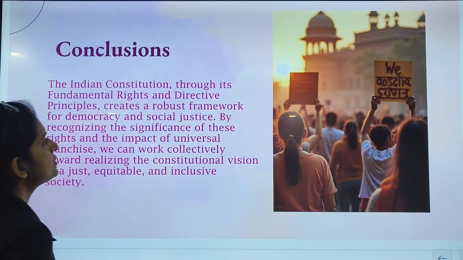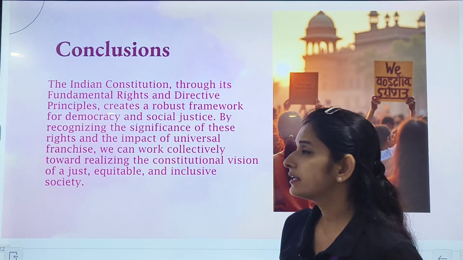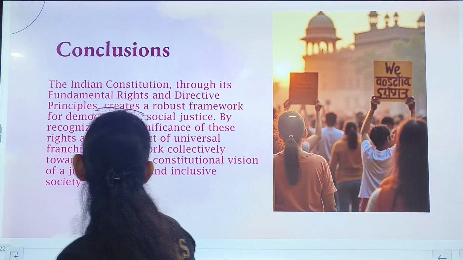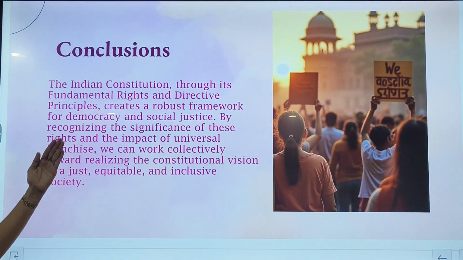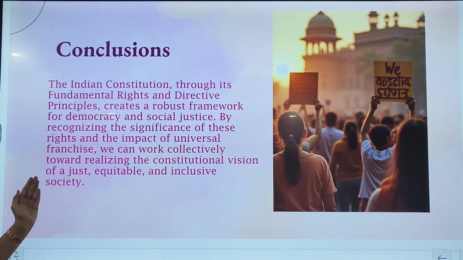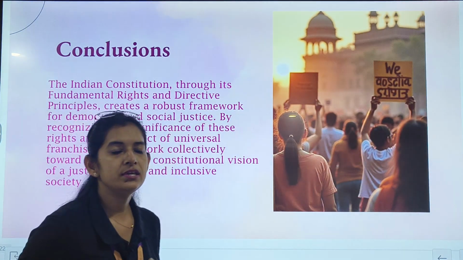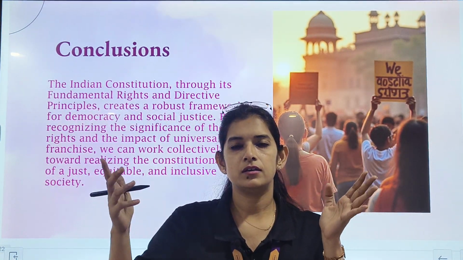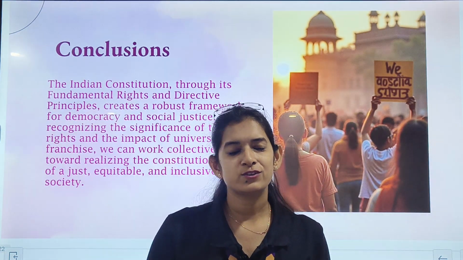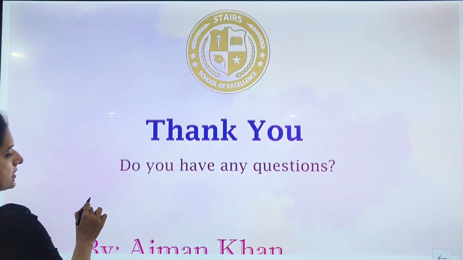Conclusion: the Indian Constitution, through fundamental rights and directive principles, creates a robust framework for democracy and social justice. By recognizing the significance of these rights and the impact of universal adult franchise, we can collectively work towards realizing the constitutional vision of a just, equitable, and inclusive society. That means if each and every segment does its work properly, it would make a better society for the future. Clear, my dear? So this was our topic of the day.